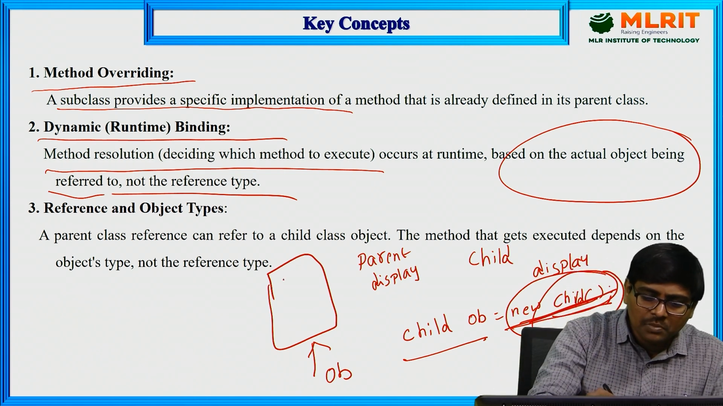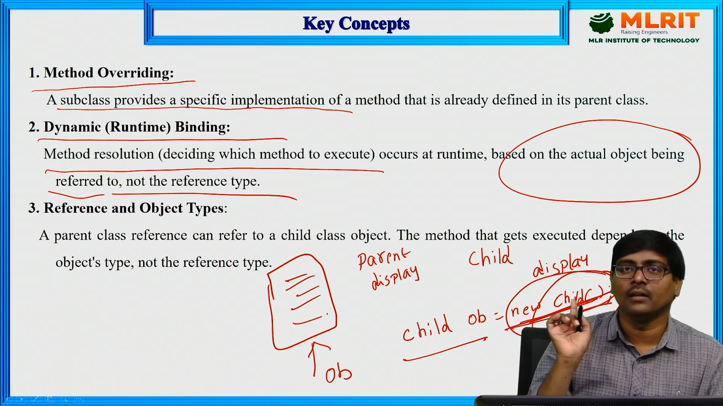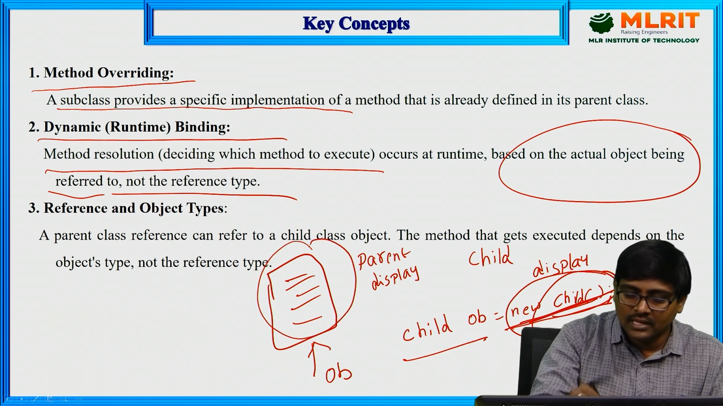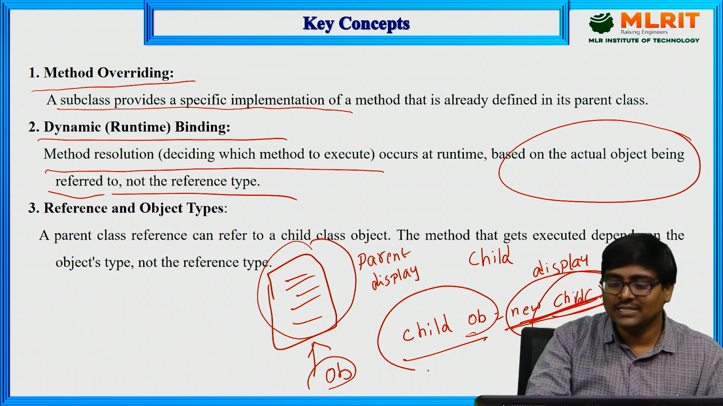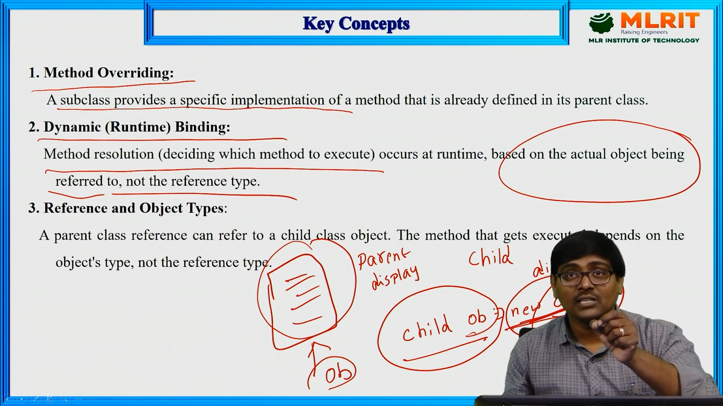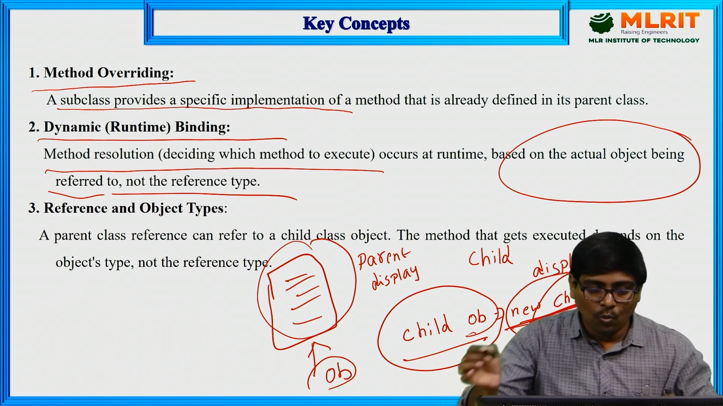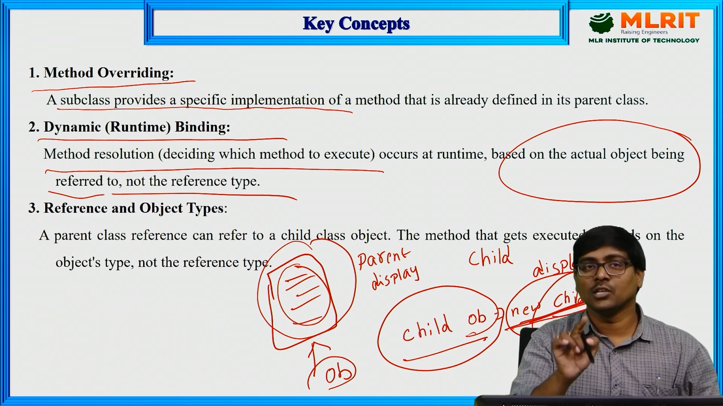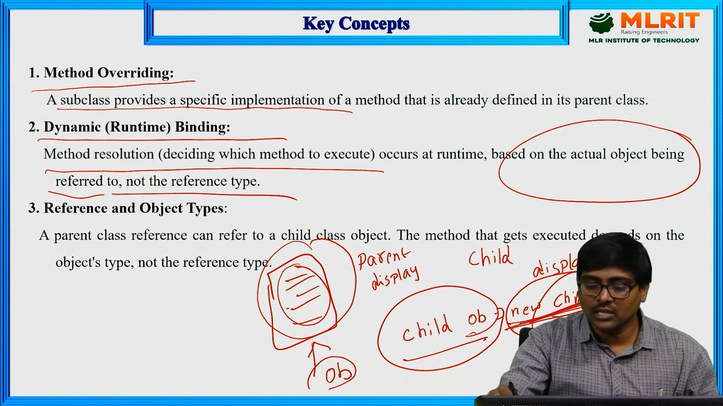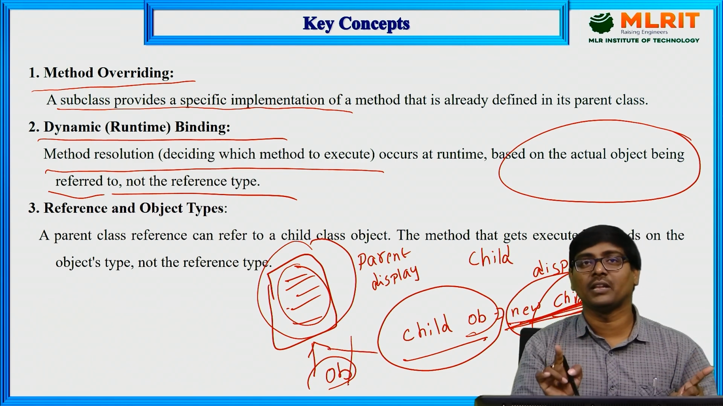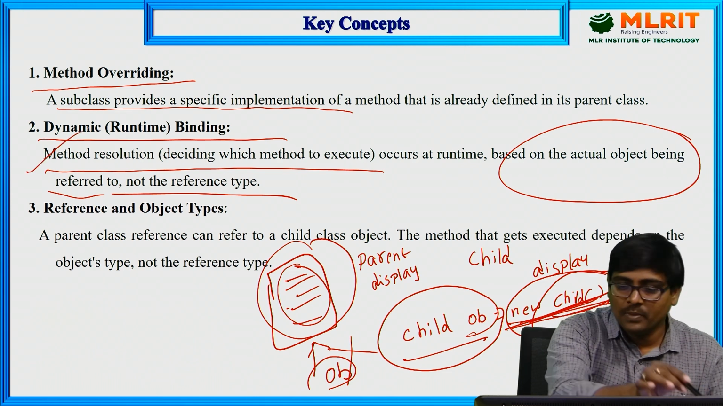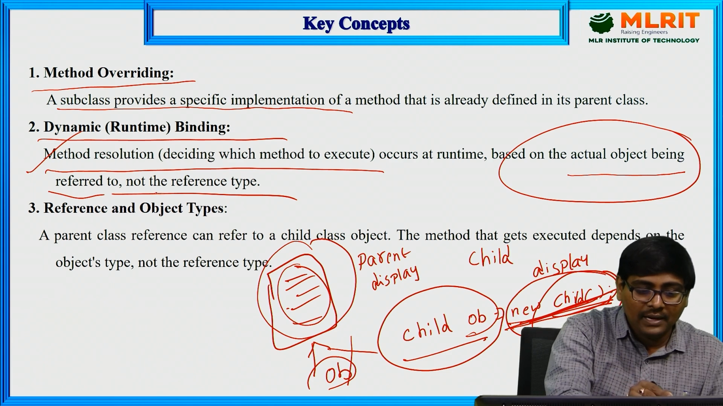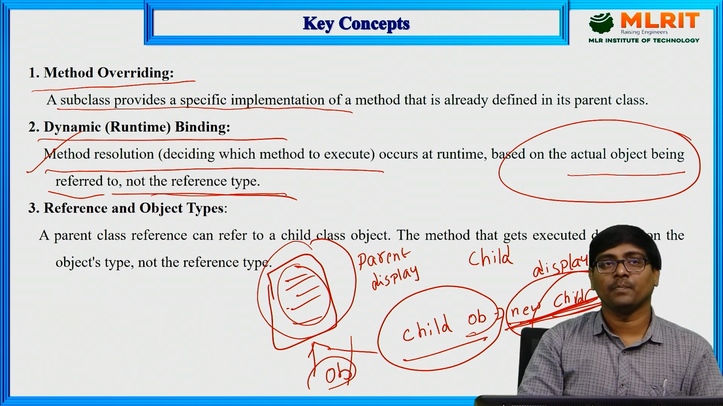All the instance members of the child class are loaded here. Now, this entire thing is referred to by ob. This ob is just a reference variable. Now, understand the thing. Which method is executed? Whatever method is loaded inside this memory is executed. Which method is loaded for this object does not depend on the reference type. You got the point? So, which method is executed depends on the actual object, but not on the reference type.